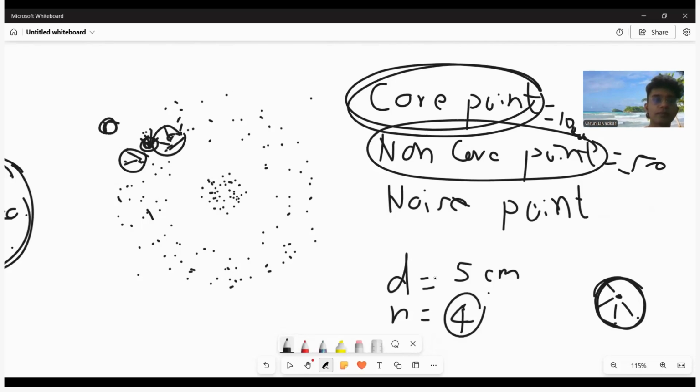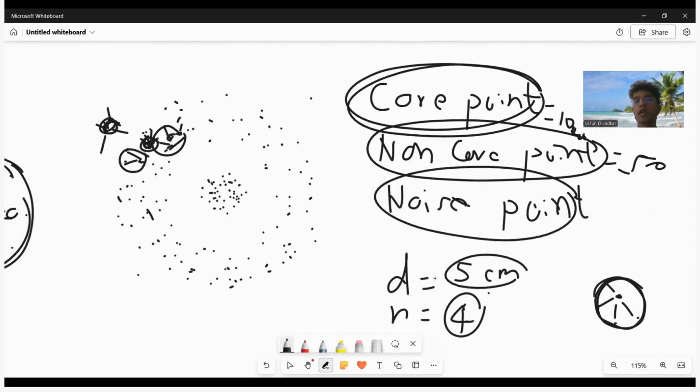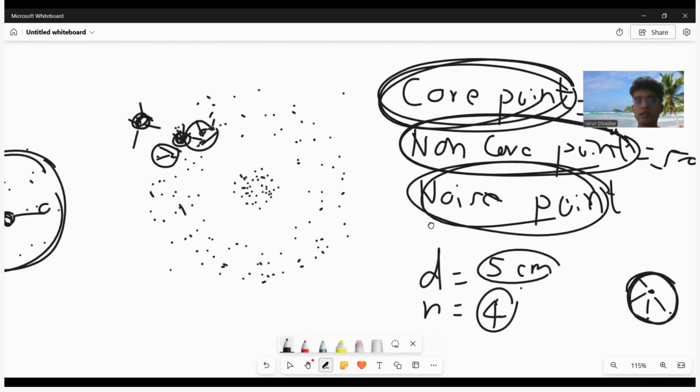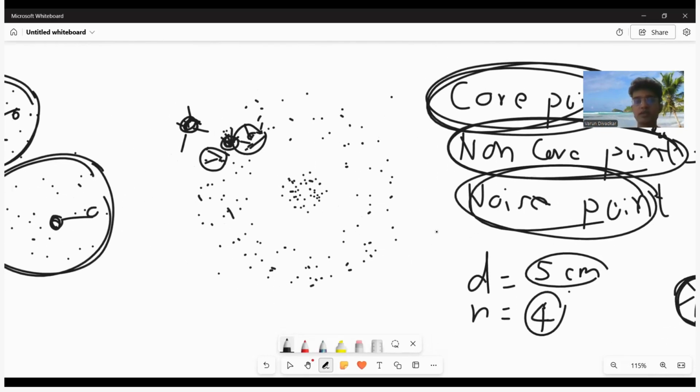Now, this point is not surrounded by any point within a distance of 5 centimeters. This becomes a noise point, right? So now we have a list of all the core points, all the non-core points, and all the noise points, right? So the next thing is, how does it come up with the clusters?